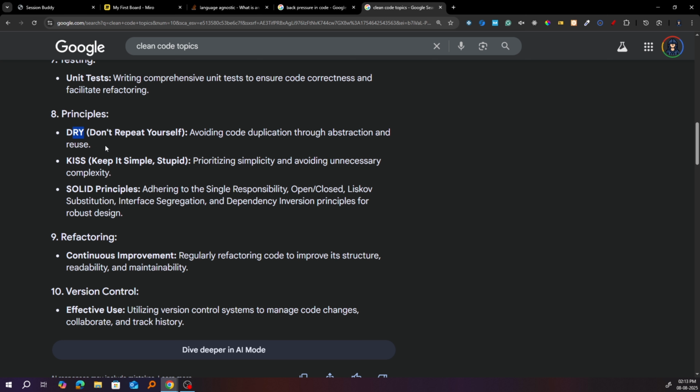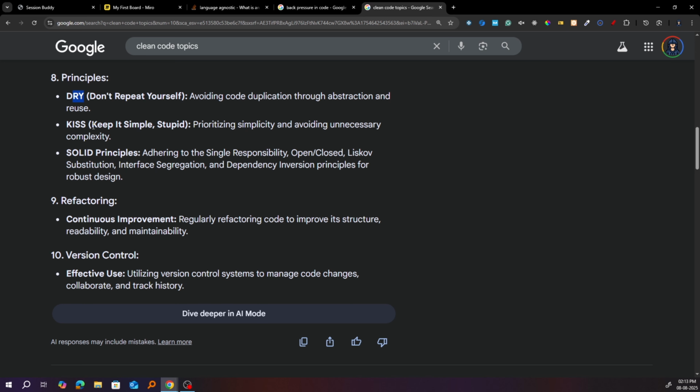DRY: don't repeat yourself. Avoid repeating or duplicating code through abstraction and reuse. Of course, if you are writing a function which has the same logic repeated over multiple classes or modules, then try to make it a single module, import it and use it. That can be one thing. Then KISS, keep it simple, stupid: prioritizing simplicity, avoiding unnecessary complexity.